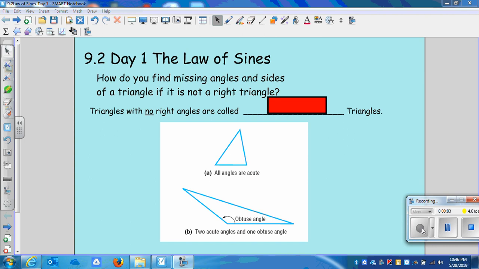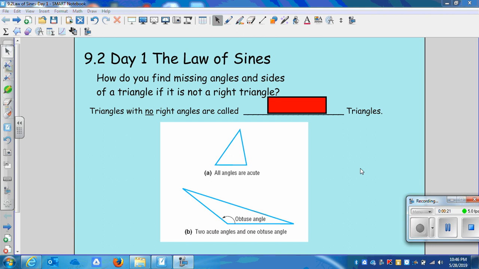This is 9.2 day 1, the law of sines. So what we're going to be looking at today are triangles that are not right triangles. And what are you going to do to find their missing sides and their missing angles? If they're not right triangles, you're not going to be able to use Pythagorean theorem.